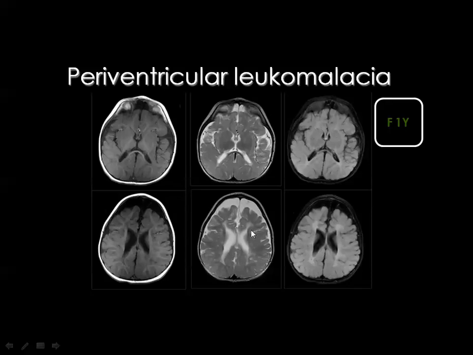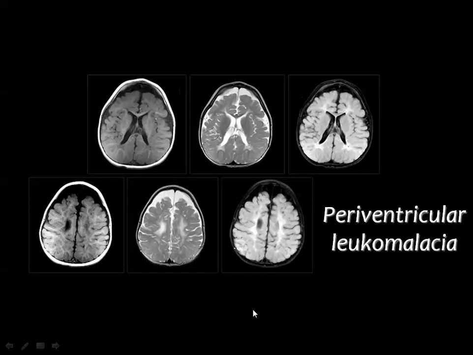The changes are evident in all sequences, and you see the abnormal signal in the white matter and the reduction of the size of the white matter itself, and also the appearance of the ventricular wall. And this is also another case, T1, T2, and the FLAIR. Then you can see the abnormal signal of the white matter, which will be bright in T1 and in T2 and the FLAIR weighted images.